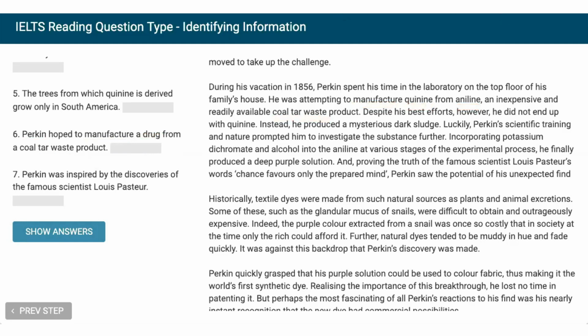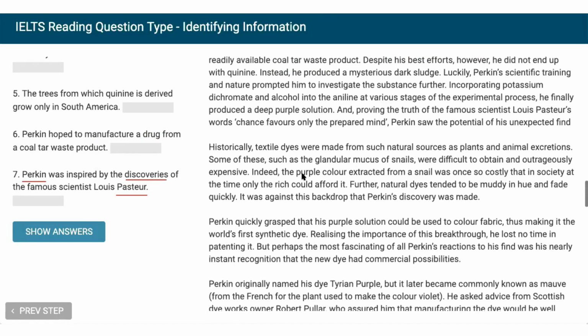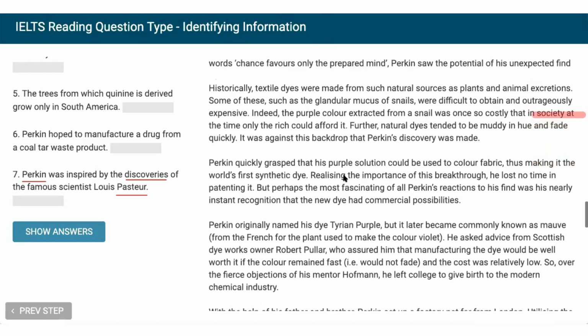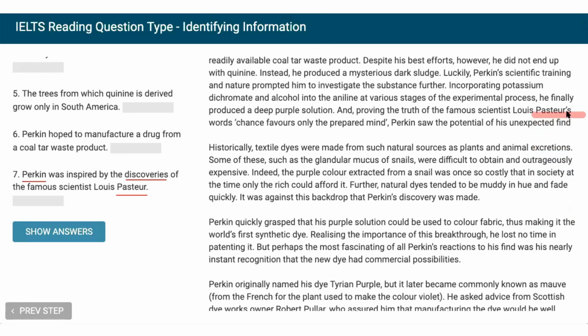And lastly, number 7, we saw Perkin as a keyword, discoveries, and that very specific scientist, Pasteur. So I'm going to go ahead and continue reading. And right away in the same paragraph, I already see the name, Pasteur. So it says, and proving the truth of the famous scientist Louis Pasteur's words, chance favors only the prepared mind, Perkin saw the potential of his unexpected find. And just to make sure, I want to make sure that we don't see Pasteur later on. And this is the only place that he's mentioned.